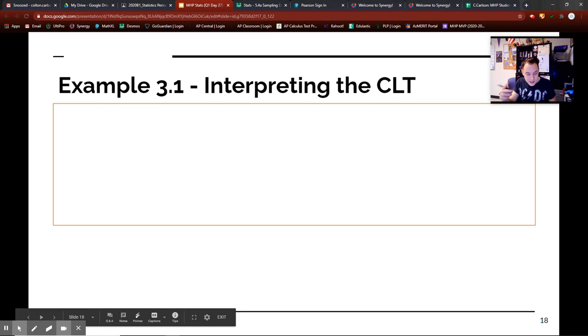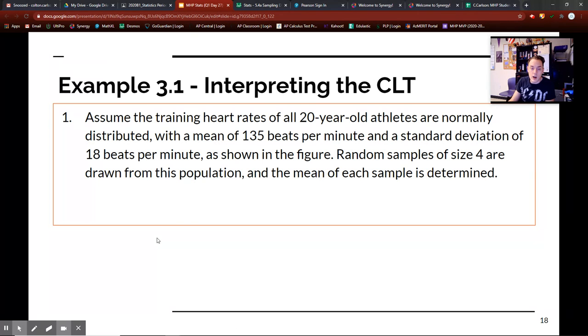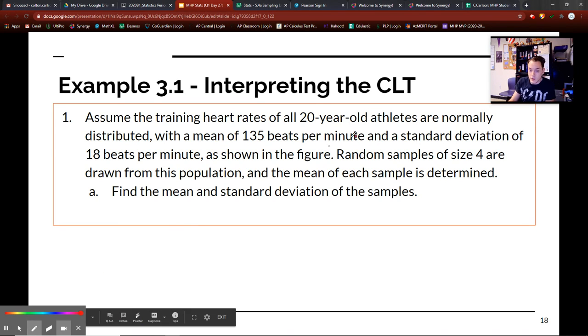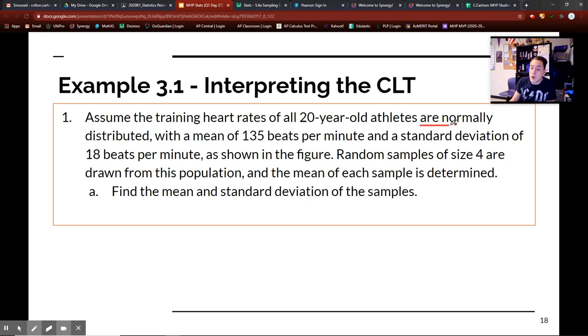We have these last two examples, and then we are going to be done. So, assuming the training heart rates of a 20-year-old athlete, all 20-year-old athletes are normally distributed. Watch what it says here: it says that these are normally distributed, so that means my population is normally distributed. So at the bottom here, I'm going to say my population mean is 135, and then my standard deviation of the population is 18 beats per minute.